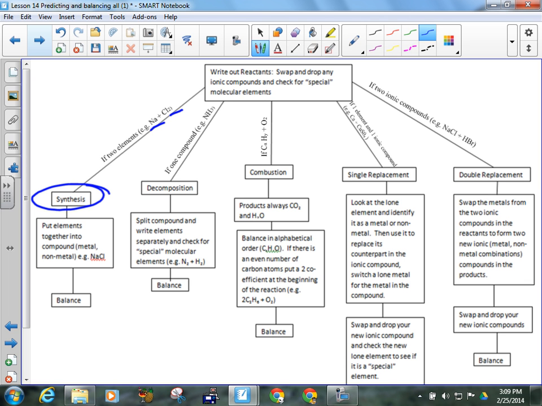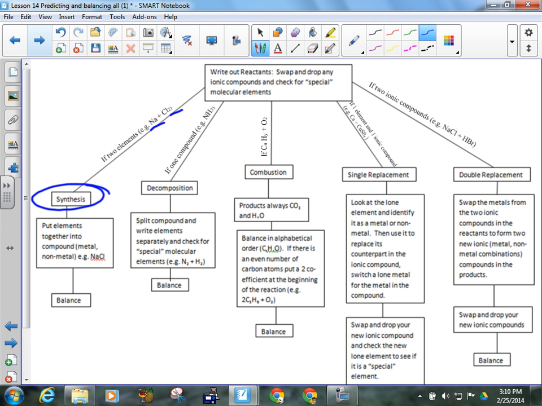Okay, split the compound, write the elements separately, check for special molecular elements like nitrogen or hydrogen or oxygen, and then balance. If you have any combination of carbon and hydrogen reacting with oxygen, you have a combustion reaction. Products are always CO2 and water. That's H2O there. Balance in alphabetical order, and the rule of two is also written in there.